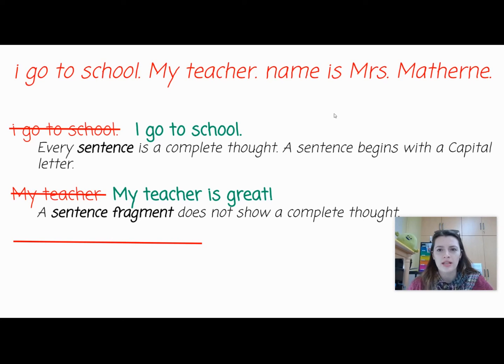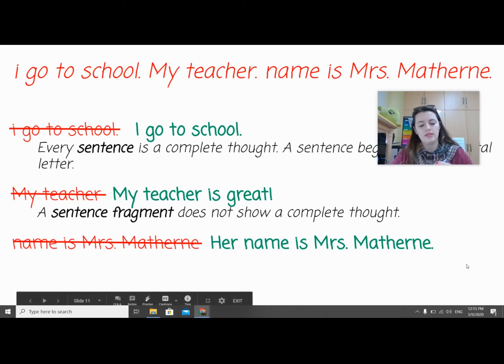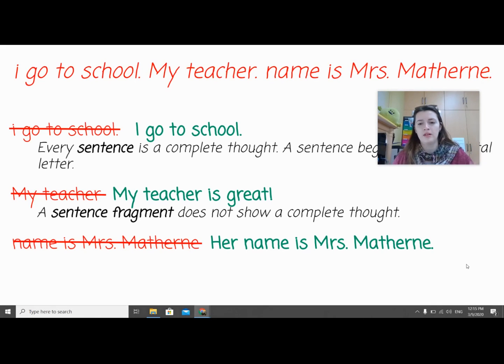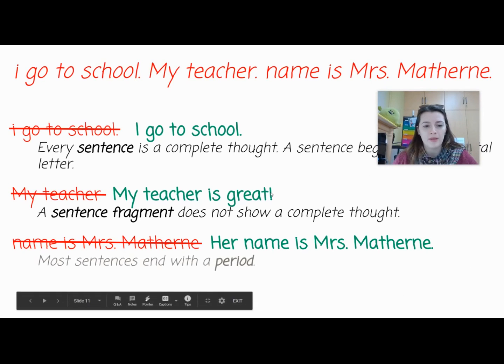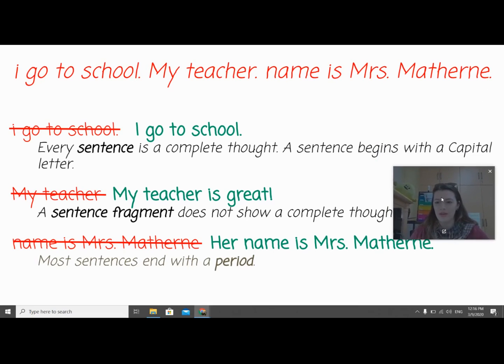Last part, name is Mrs. Mathern. Is that a fragment? Yes. So I changed it to, instead of it saying, name is Mrs. Mathern, I wrote, her name is Mrs. Mathern, and now it's a complete sentence. Most sentences end with a period. So it does end with a period. Okay, make sure your sentences end with punctuation.